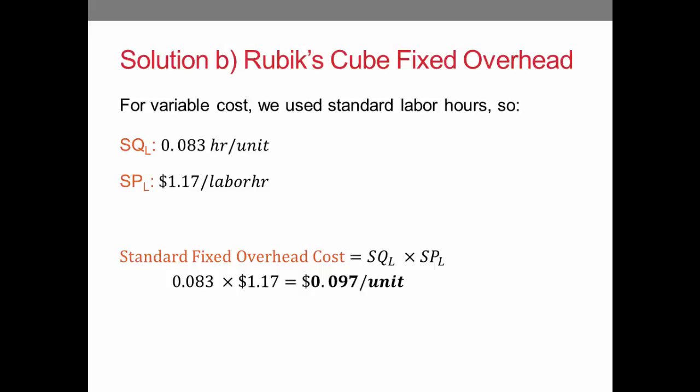For part B, we are trying to determine the fixed overhead cost per Rubik's Cube. So we use the standard quantity of labor that we've been seeing throughout this process and the standard price for labor that we saw in part A and multiply those together, and that gives $0.097 per unit. If you look at that number, you can probably tell that we can also have taken the fixed overhead rate of $97,000 and just divided that by the 1,000 units produced to get the same number, and that's true. We could have done that.